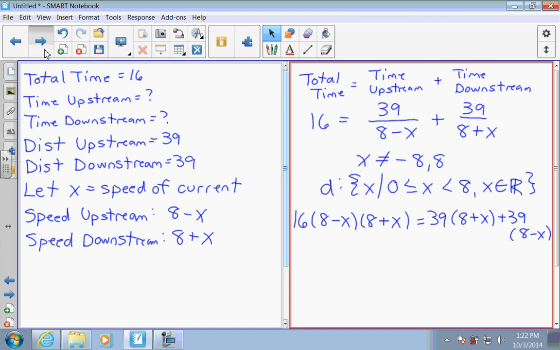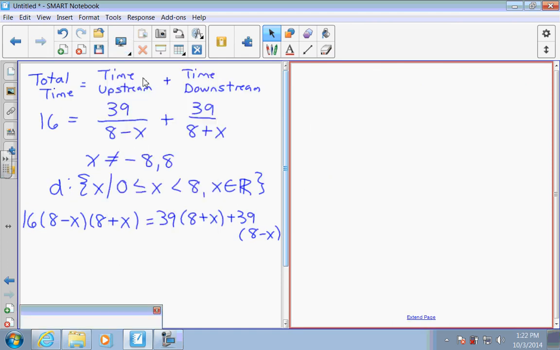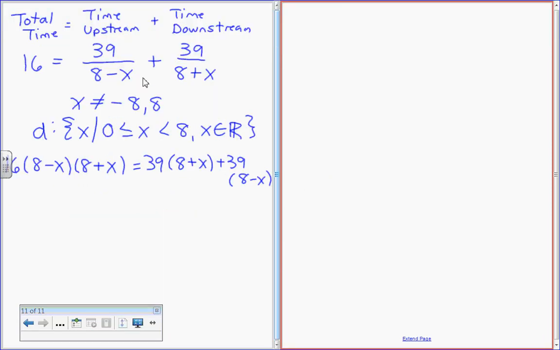I'm going to go through this one fairly quickly here. Ladies and gents, you guys all have a chance at this, so I'm going to go through this one fairly quickly. So I'm going to do 16 times 8 is, oh my goodness, big number.